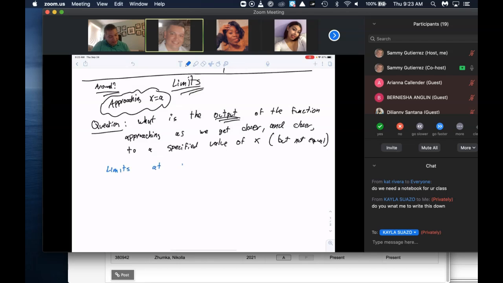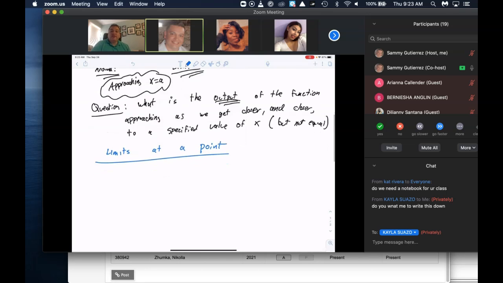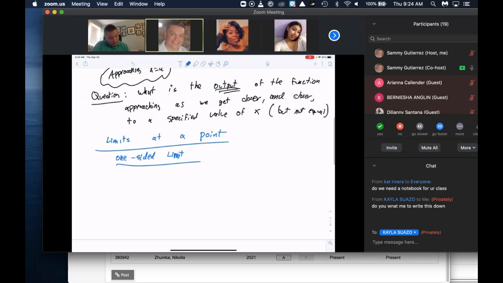Limits at a point. The first thing that we're going to talk about is what we refer to as a one-sided limit. And the idea here is that we are going to be approaching the x value from one side. Only one side.